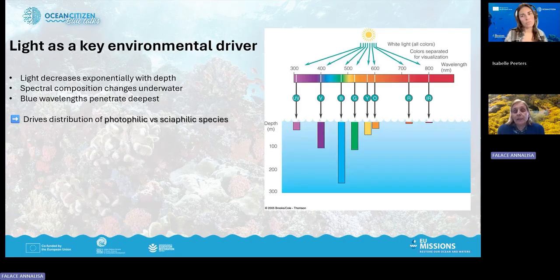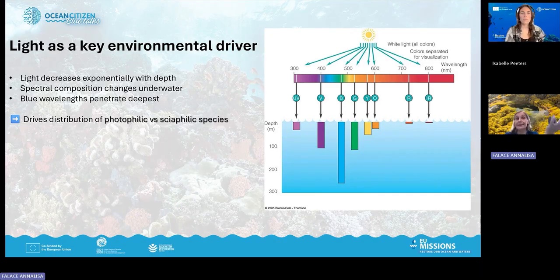The light, we know that from the intertidal until the circalittoral changes not only in quantity, as the light decreases rapidly with depth, but also in quality. In oceanic water, the blue wavelengths are the wavelengths that penetrate deepest. So these changes in quantity and quality of light shape the distribution of photophilic versus sciaphilic macroalgal species.